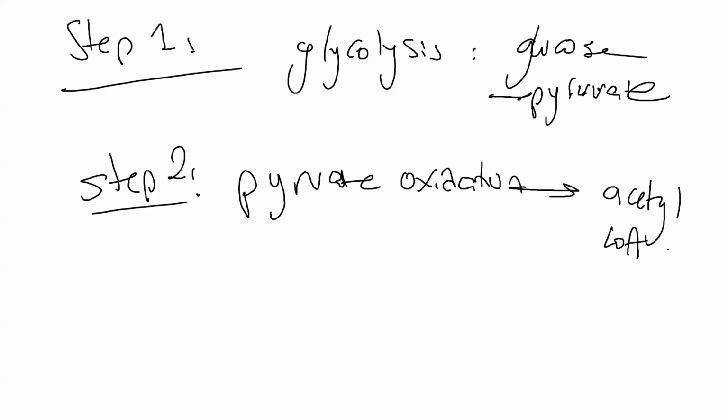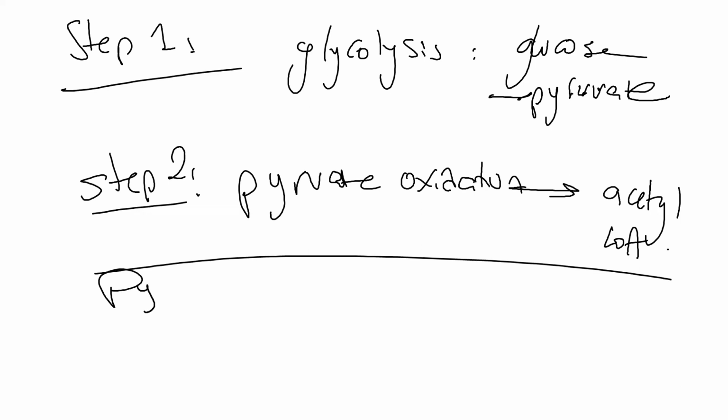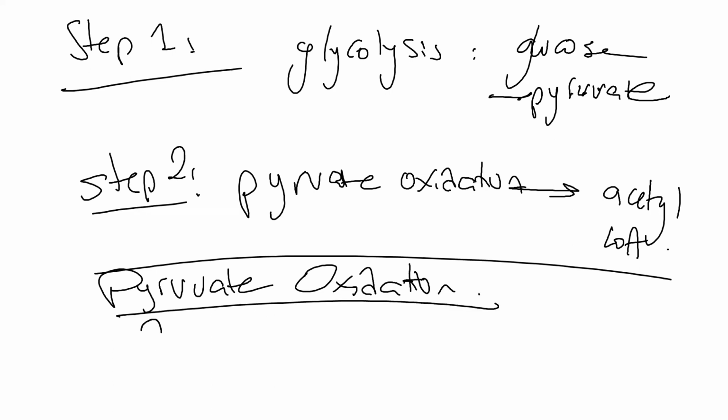So after this glycolysis happens, we are gonna have something called the pyruvate oxidation. This immediately happens after glycolysis. The pyruvate oxidation process is so easy. It's just a reaction you should memorize. So it starts with 2 pyruvate. It will give us acetyl-CoA, which looks like this.